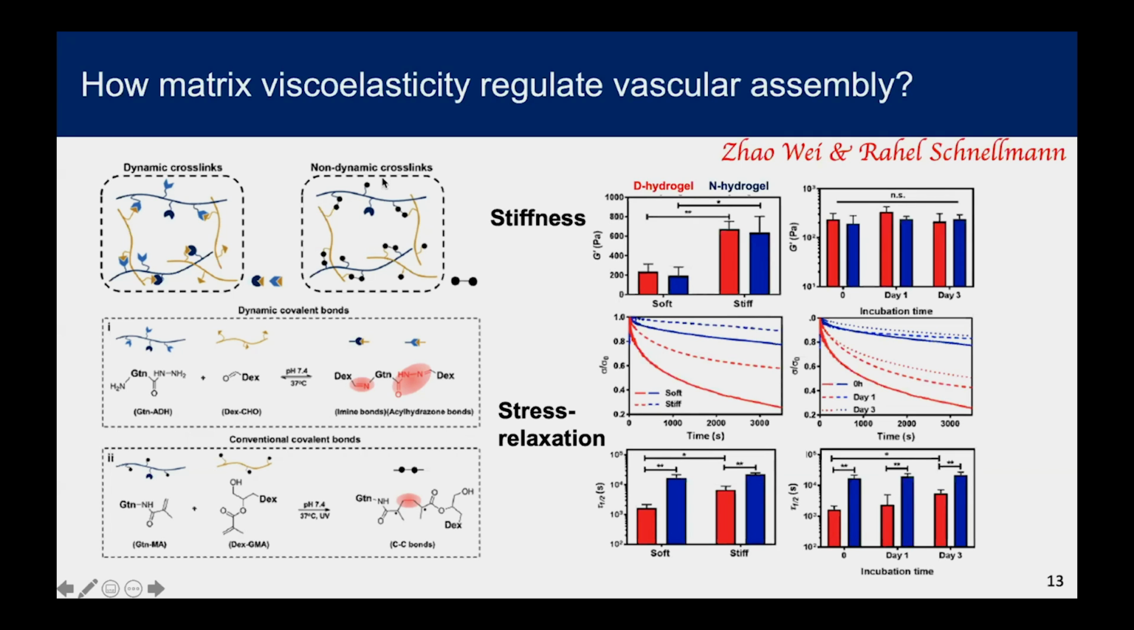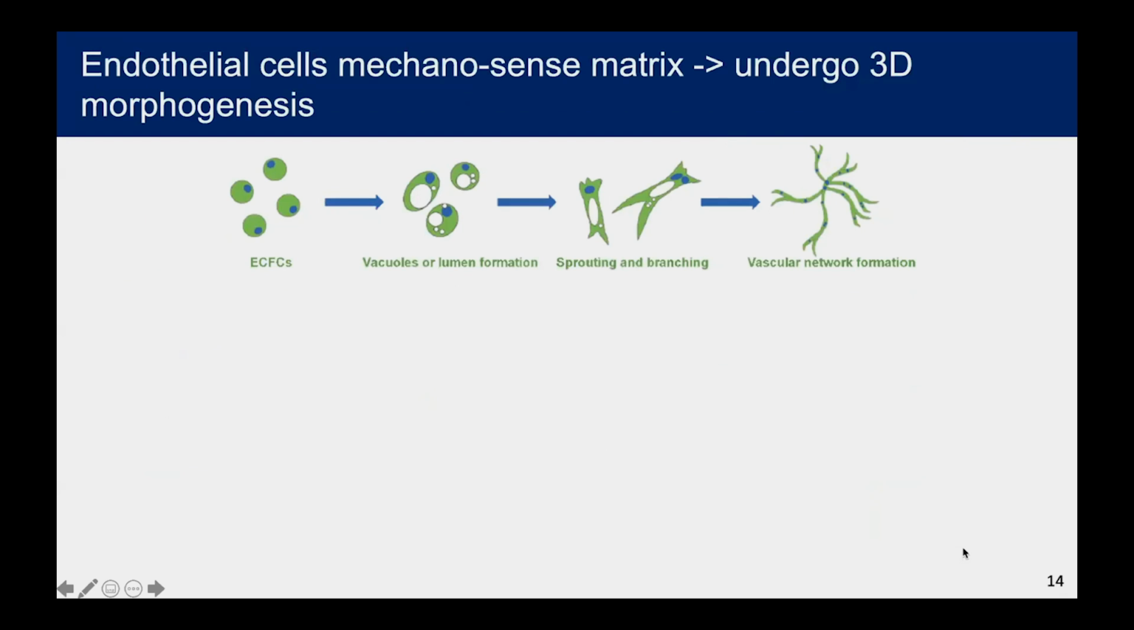We made sure that we can decouple stiffness and stress relaxation in this hydrogel, so we can make the hydrogel soft or stiff and maintain that softness and stiffness throughout 3 days in culture. These are no cells here. And these soft or stiff materials can also differ in their stress relaxation. This difference in stress relaxation can be maintained over the 3-day culture period. So with that, we wanted to understand how they modulate morphogenesis.